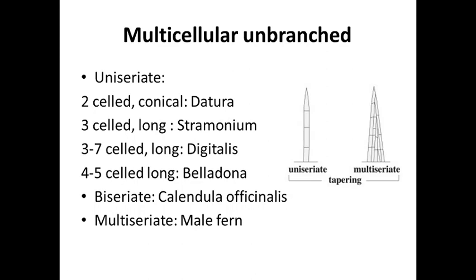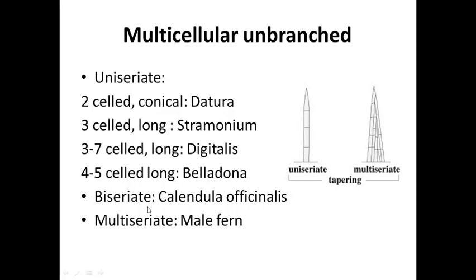First is the 2-cell conical trichomes, present in Datura. Then 3-cell long uniseriate trichomes, an example is Stramonium. Then 3 to 7 cell long trichomes, example is Digitalis, and 4 to 5 cell long trichomes, example is Belladonna. So this classification is based on the number of cells in the trichomes. Like here in the diagram 4 cells are there, right? So these are the uniseriate trichomes.